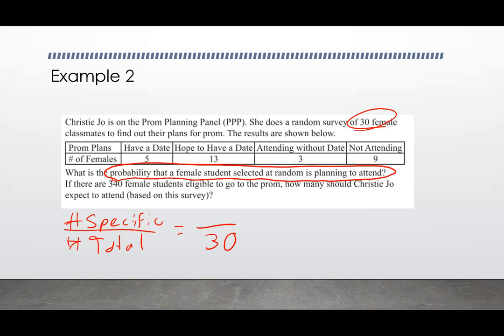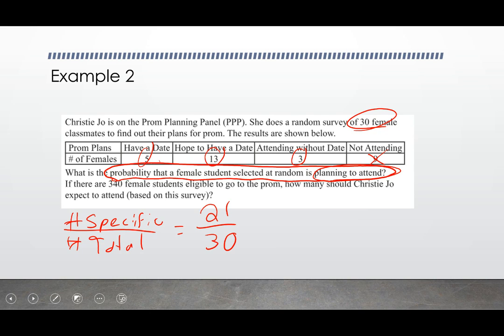But what am I specifically looking for? I'm looking for the ones who are planning to attend. Now, that's kind of tricky because we don't have a planning to attend column. But if they have a date, then they're planning to attend. If they hope to have a date, then they're planning to attend. And if they're attending without a date, then they're planning to attend. So technically, it's kind of tricky, but we're going to add these all up because 5 plus 13 plus 3, that's all the number of girls who plan to attend, which I believe is 21. 5 plus 13 plus 3 is 21. So 21 out of the 30 girls surveyed plan to attend, while the other 9 are not planning on attending.